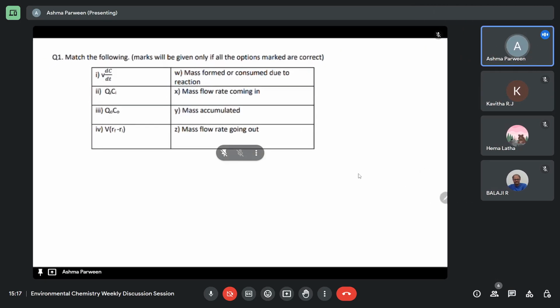So we'll move to the first question. The first question is a match-the-following type question in which we have to match the correct option. These four are the terms given for mass balance, or I must say material balance, for a reactor, and we have to find out what V dC by dt, Qi Ci, Q naught C naught, and V (Rf minus RL) are. Four options are given, and we have to find out which is the correct option. Just take your time. I will give you all 3 minutes. Write your answer in the chat box.